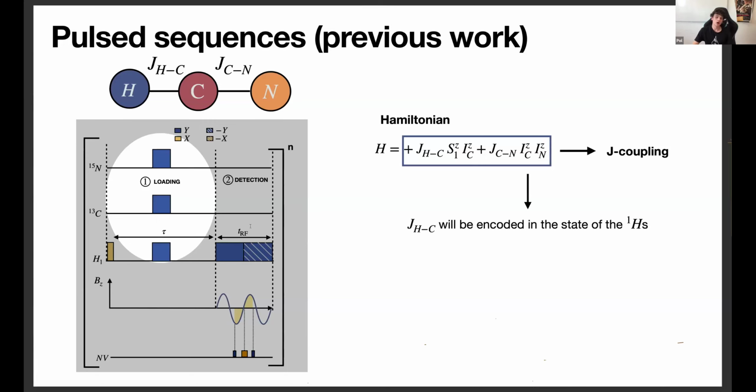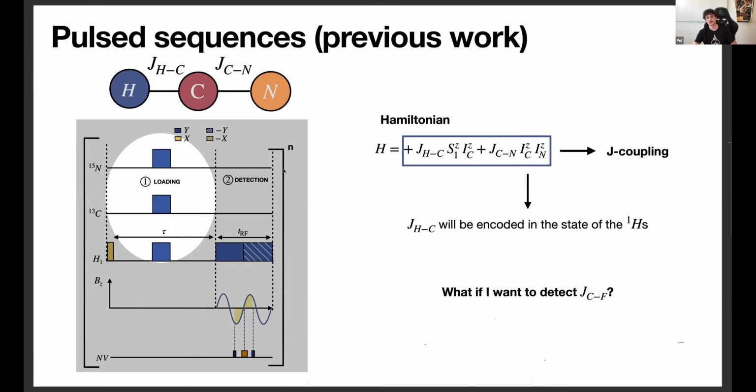Since in the end I will only read the hydrogen, I will only be able to detect the J-coupling corresponding to the hydrogen. So even though in my Hamiltonian I still have this term right here, it will not be encoded in the state of the hydrogen, because it will only affect the state of the carbon and the nitrogen. So in principle, with this sequence, I can only detect J-couplings that are related to the hydrogen.